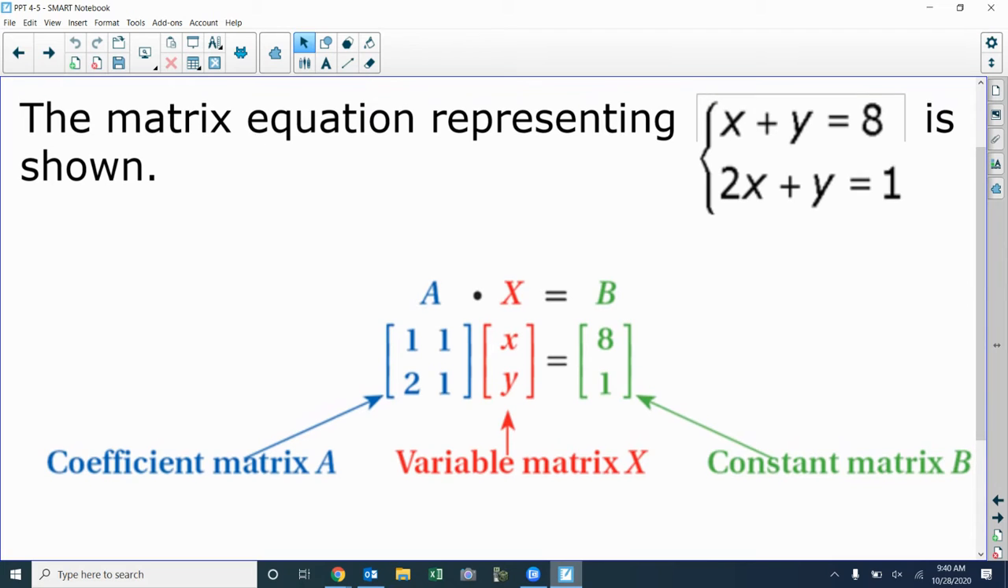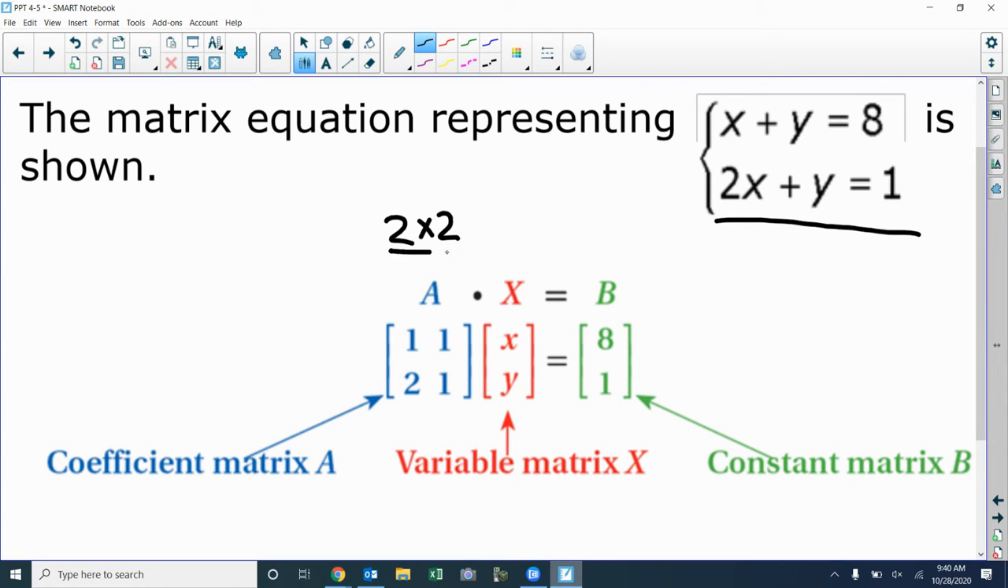So, we have a system of equations right here. We've been working with these, we've done substitution and elimination a whole bunch, haven't we? Well, yesterday we worked with matrices, and we're gonna be able to solve these by using matrices. So notice what matrix A is. It's a 2x2 here. Once we have all the x's lined up, the y's, the equals, and our totals as numbers over here, we're going to write a coefficient matrix.